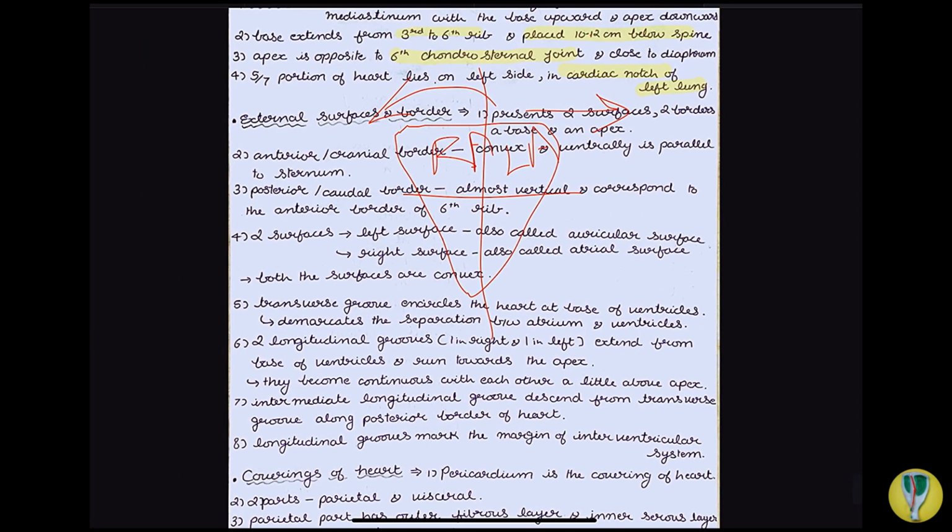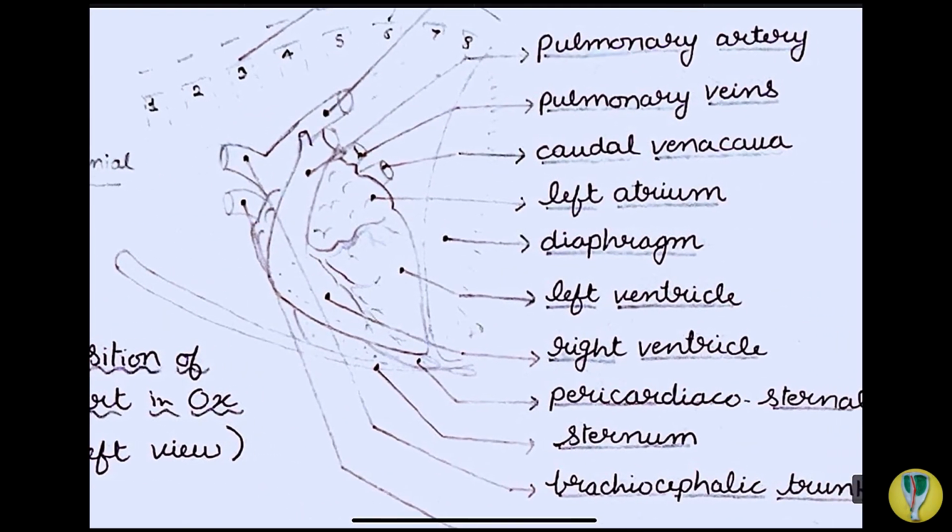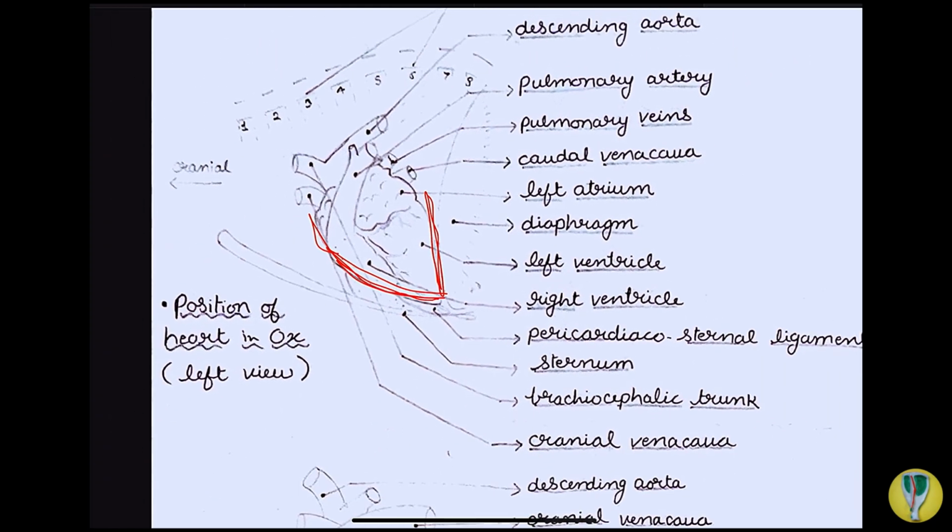Then let us come to the external surfaces and the borders. The heart presents two surfaces, two borders, a base and an apex. The anterior or cranial border is convex, and ventrally it is parallel to the sternum, while the posterior or caudal border is almost vertical and corresponds to the anterior border of the sixth rib. Very important point. You can see this is the posterior border, almost vertical, not quite, while this is the cranial border, quite convex and almost parallel to the sternum.